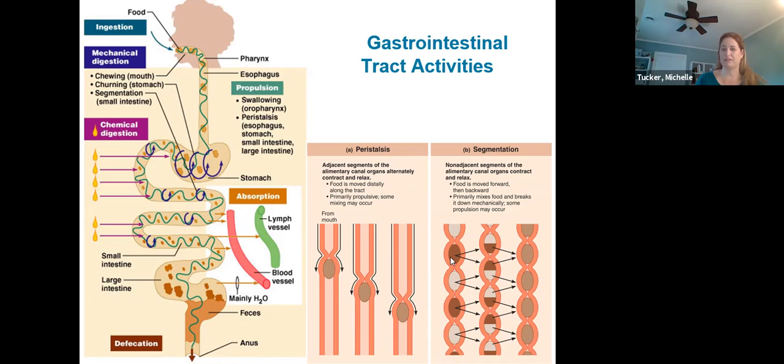Segmentation has two purposes. It wants to segment and mix up the contents, so it'll split this bolus into two. This bolus could recombine with something coming down through peristalsis. And then it wants to expose as much of this bolus as possible to the cells of the small intestine for absorption. So it wants to break it in half and rotate it, and then it can get better exposure to digestive enzymes as well as cells for absorption.